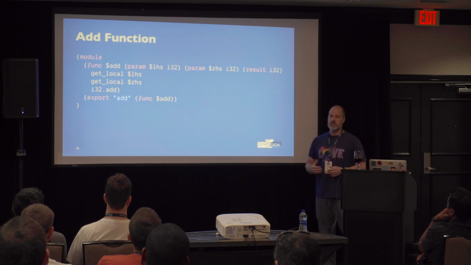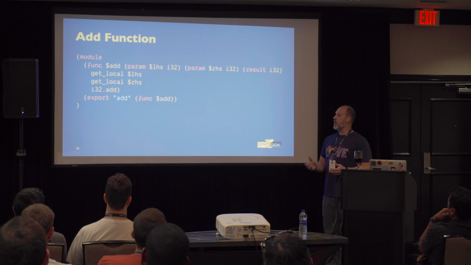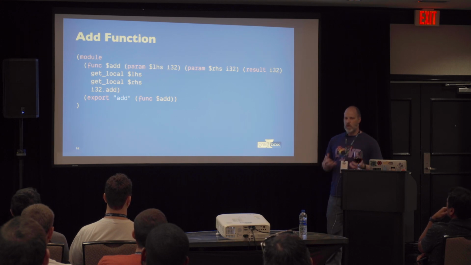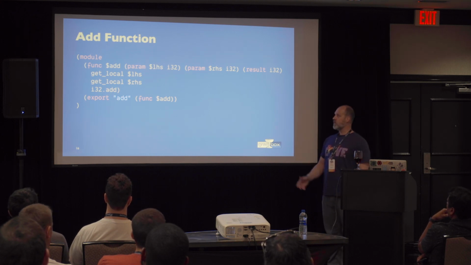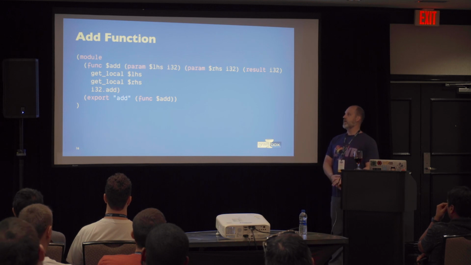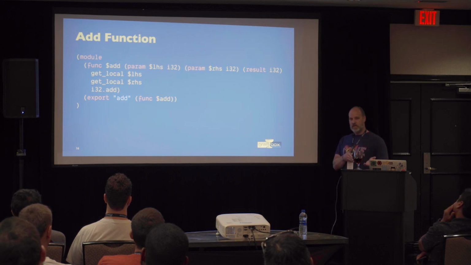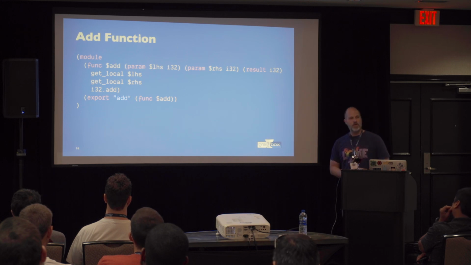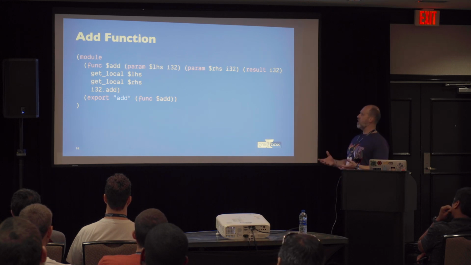But this is a very simple example. We create a module. WebAssemblies are modules. We create a function called $add that takes 2 parameters, a left-hand side, that's LHS, and a right-hand side, which is RHS. They're both 32-bit integers. And the return, called a result, is also a 32-bit integer.